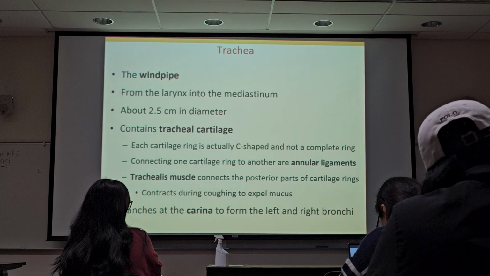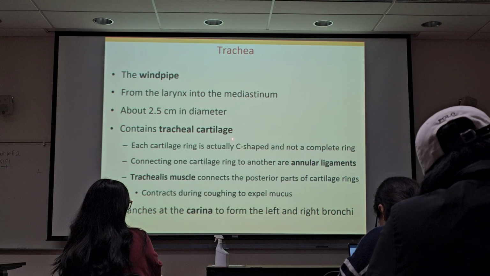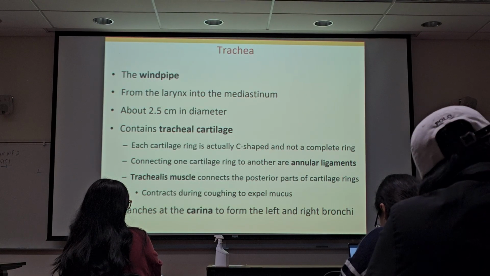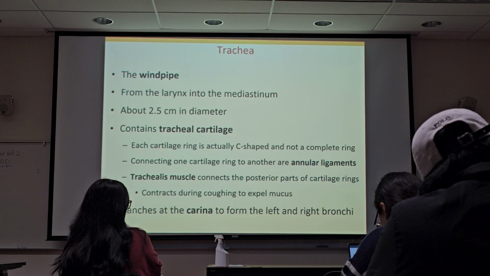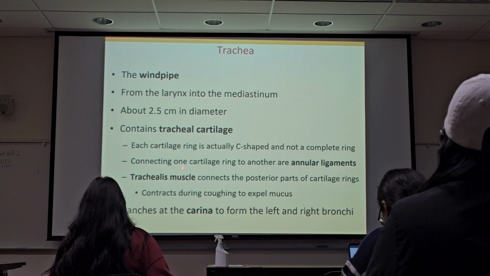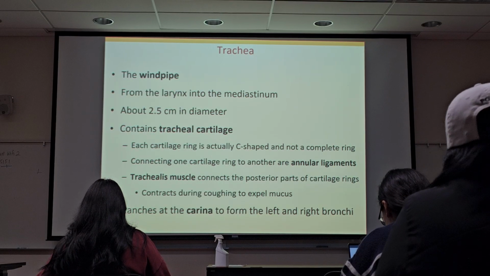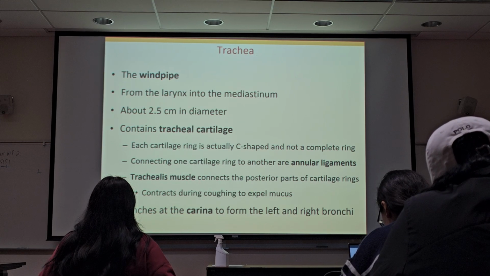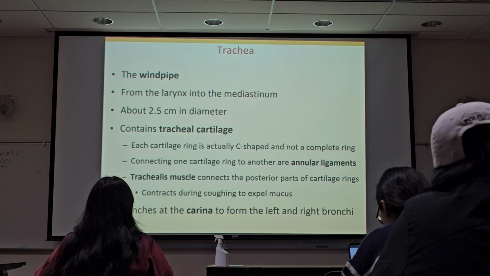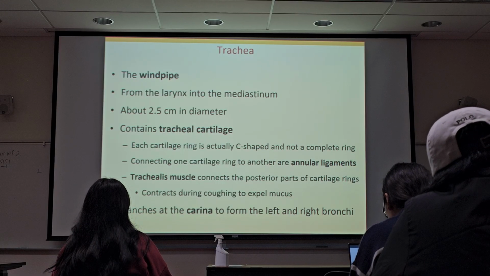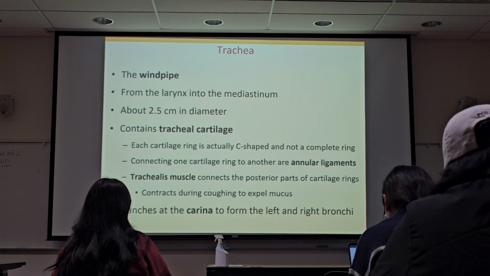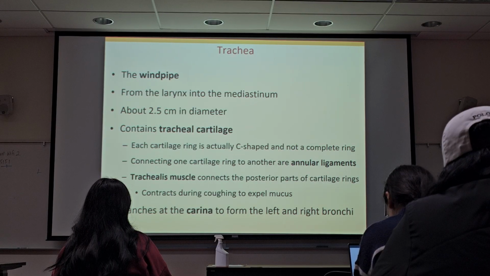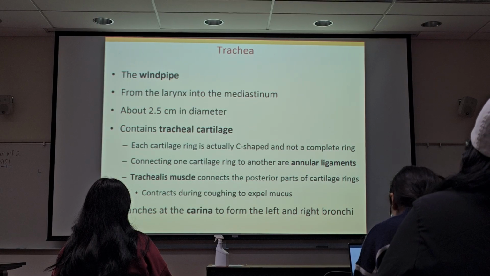It has its own cartilages, tracheal cartilages. They're C-shaped. They ring the trachea. These cartilage rings are connected to each other through these ligaments in between them, called annular ligaments. There's the trachealis, the muscle here, that is attached to the cartilage rings, and that's going to contract when we cough, and help to push air or expel mucus.